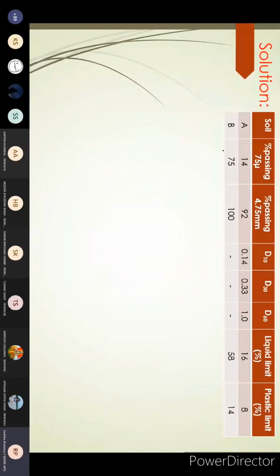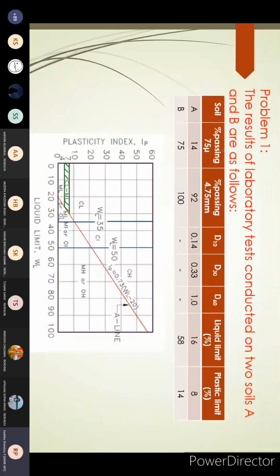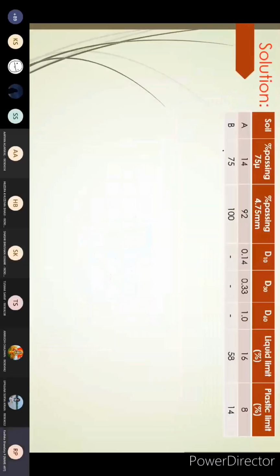So classify the soil. Usually in the question it will be mentioned whether it is inorganic or organic soil. If nothing is mentioned, you assume that it is inorganic soil. Only if it is mentioned as organic, then you have to take it as organic soil. Otherwise it is inorganic soil. So soil A, we will classify. We have to write the steps also for classification.